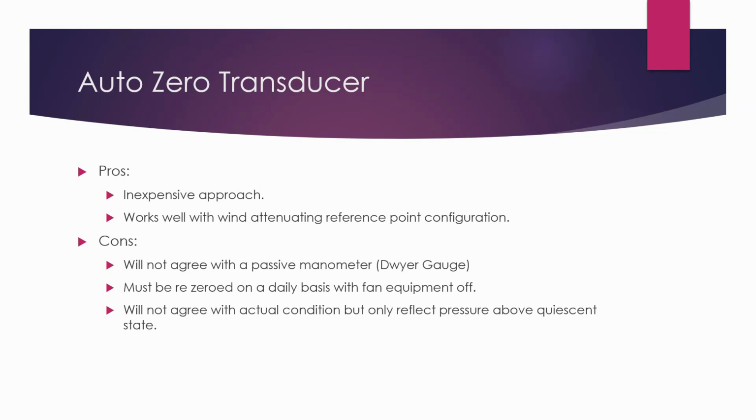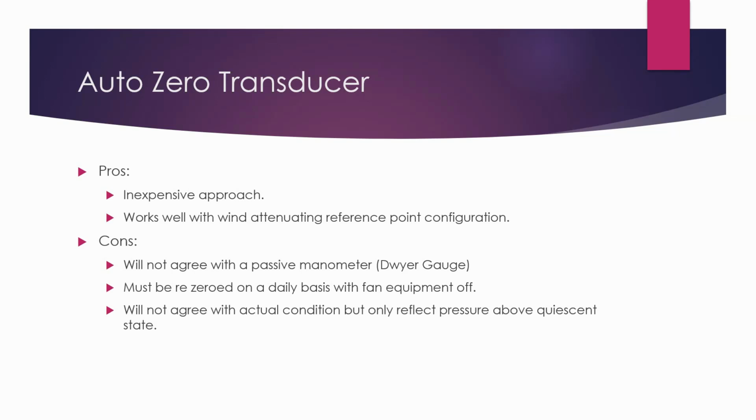So what are the pros of doing that? One, it's inexpensive. This sensor isn't significantly more than other sensors. And it would work well with a wind attenuating reference point configuration. In the case of a commissioning agent, if the designer configured the building static pressure sensing so that there was a wind attenuating head high on the building, then this auto zero transducer could work pretty well with that.